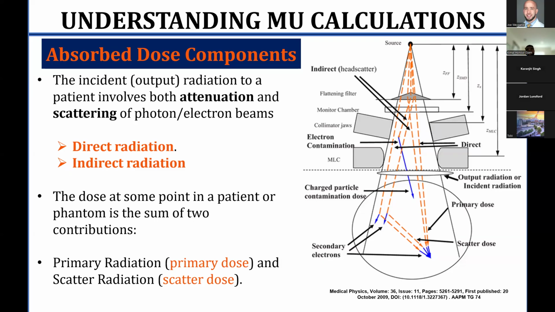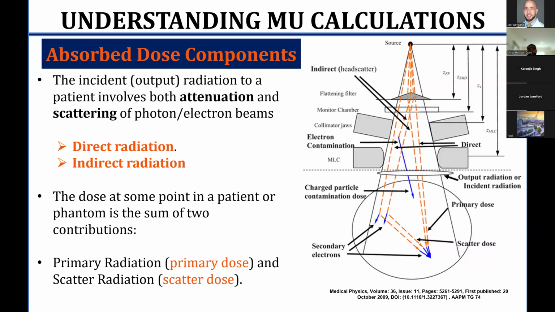Now you have what we call indirect radiation, often referred to as the head scatter, which involves photons that interact with components within the treatment unit, such as the flattening filter, the collimator, or other head structures. Now, these interactions typically cause scattering, and the scattered radiation then reaches the patient. This component is very crucial to account for because it contributes additional dose beyond the direct beam from the treatment head.